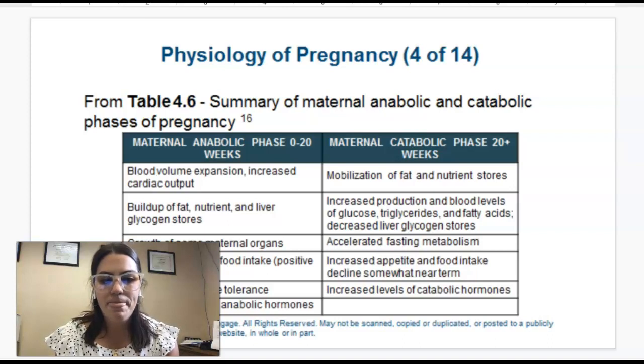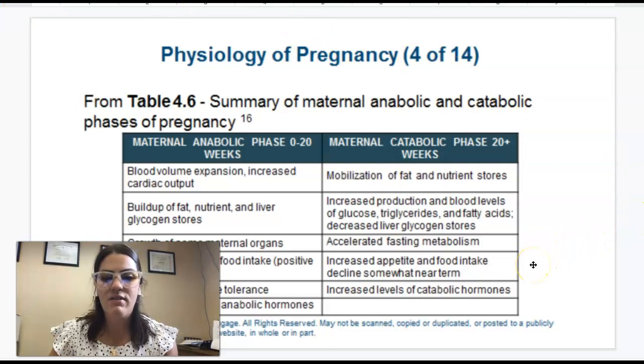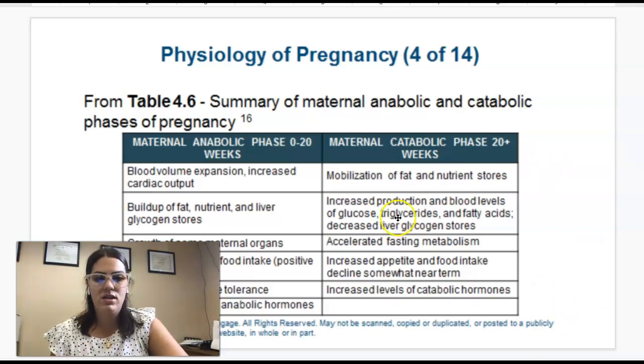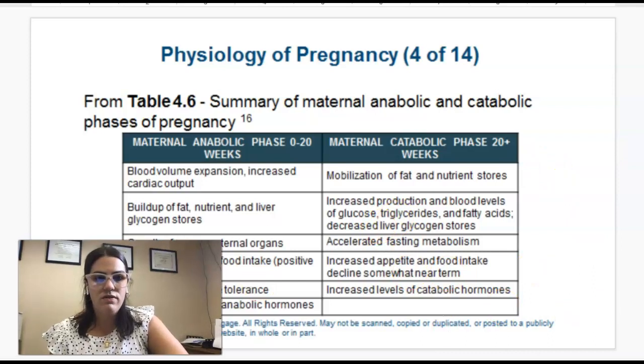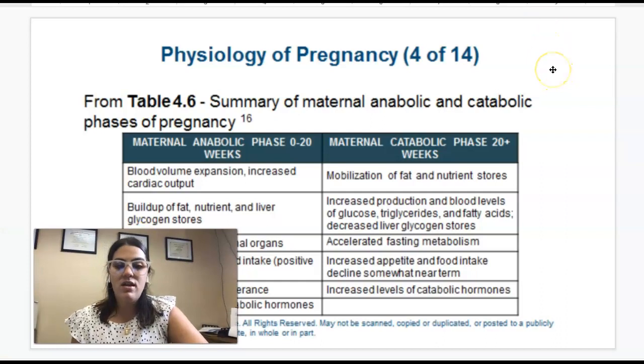So at this time, mom is likely to have an increased appetite, and food intake might decline a little bit as she approaches delivery. But all of this is to support the fetus and how much it grows, especially in the second half of pregnancy.